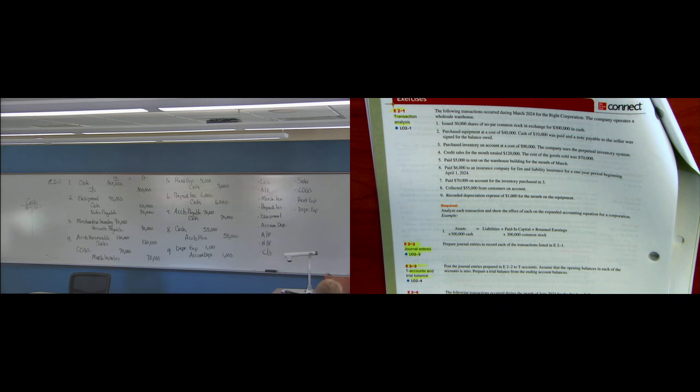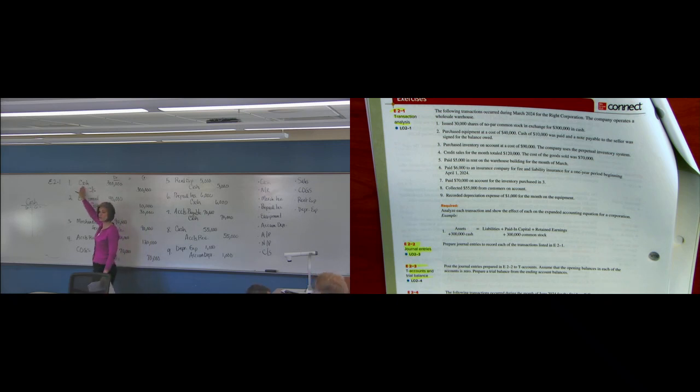Everybody have their T accounts drawn? I just wanted you to draw the T accounts. Ready? If you started to post, that's okay, but you just need a T account for each of these. All right, so post means to transfer, right? So here's how this is going to go. Look up here. We debited cash for $300,000. We credited common stock for $300,000.